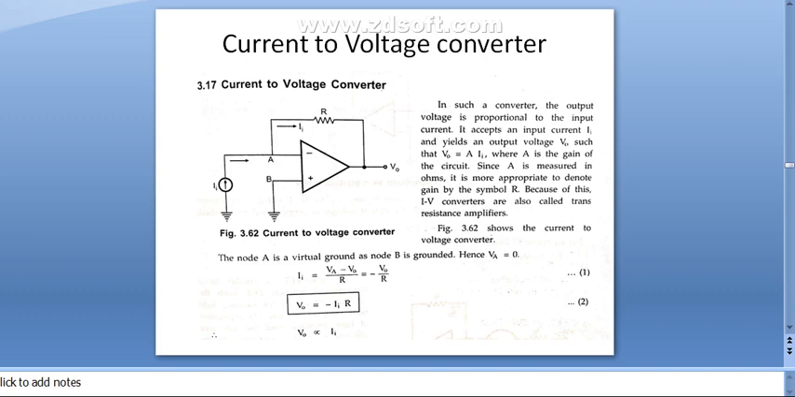So the next example is the photo FET detector. The photo FET detector is similar to a conventional JFET. So these are the applications of the current to voltage converter: photodiode detector and photo FET detector.